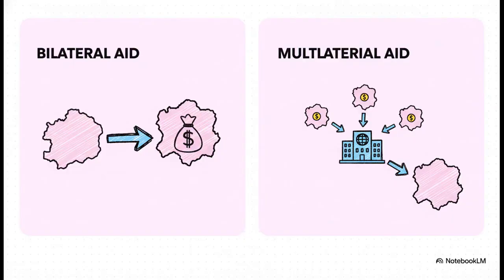You've got bilateral aid, which is like a direct line. One country gives money straight to another. Then there's multilateral aid. That's when a bunch of countries pool their money together into big organizations, like the World Bank or the UN, and those organizations then distribute the funds. It's more of a collective effort.